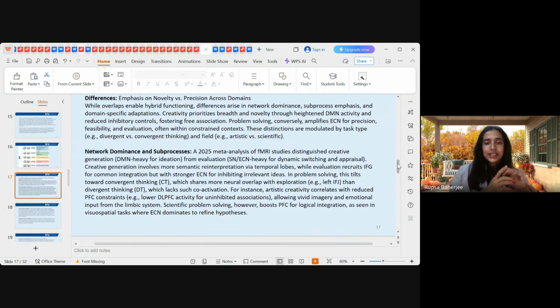Okay, scientific problem solving, however, boosts prefrontal cortex for logical integration. Okay, where executive control networks dominate in order to refine forms of hypothesis. Okay, so we are going to stop around at this point because we have discussed quite a lot, and then we will continue in the next lecture with our related area of study.